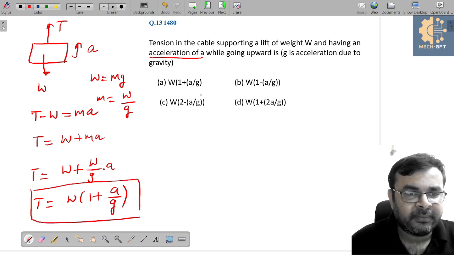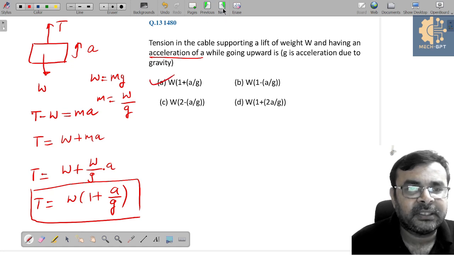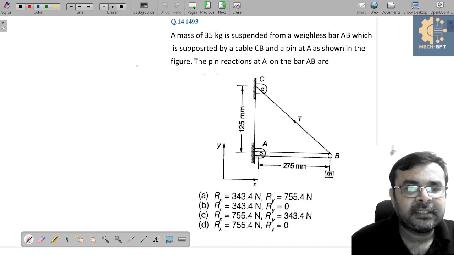W into 1 plus A by G. W into A plus 1 by G. Option A is the right option. Correct? Okay, let's see another problem.